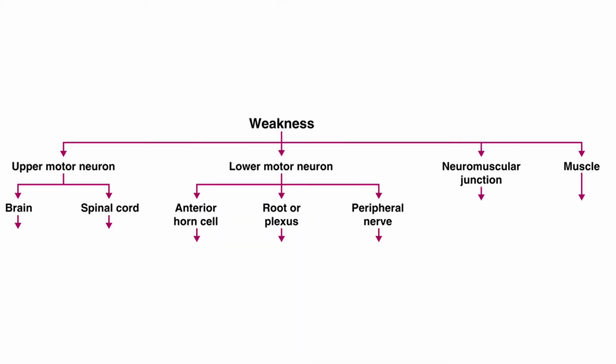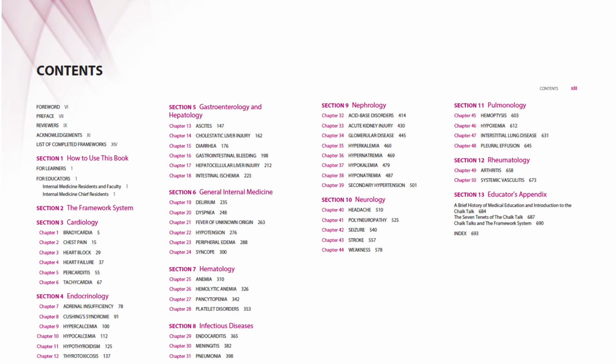When a patient presents with a problem such as weakness, for example, students are often overwhelmed. It's helpful to organize the differential into anatomic subcategories, including upper motor neuron, lower motor neuron, neuromuscular junction, and muscle. Now it becomes easier to recall the long list of causes of weakness. Frameworks are the backbone of the text.